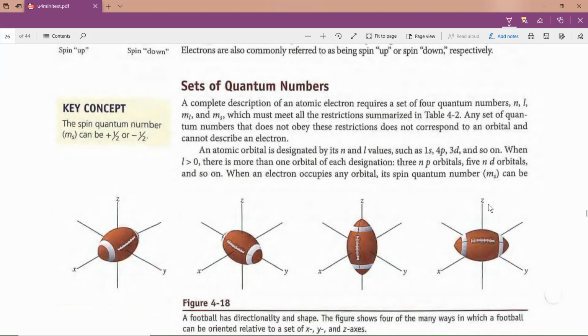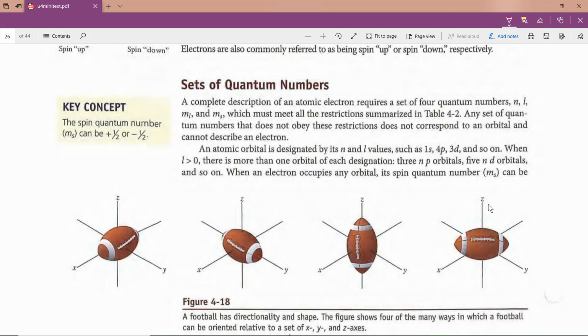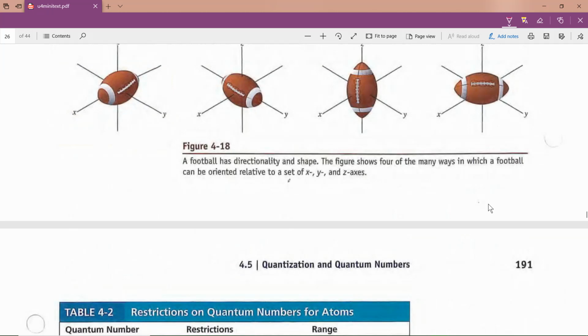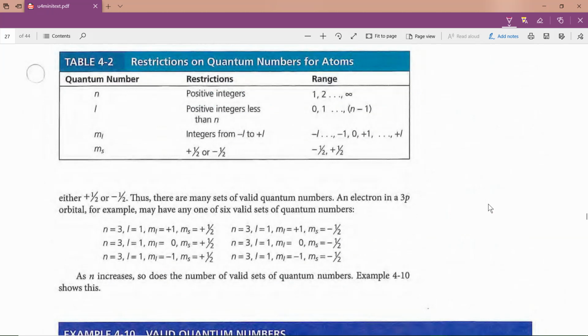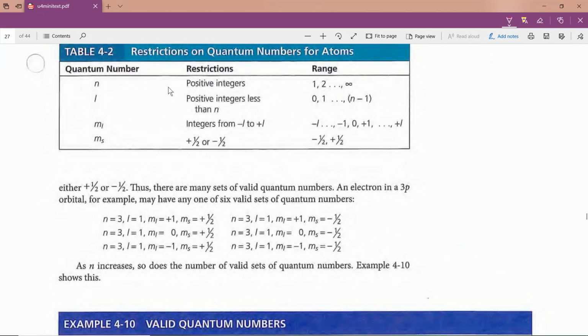And a complete description of an atomic electron requires 4 quantum numbers, making one set. We said that before: n, l, m sub l, and m sub s. Okay. Here's a summary of the restrictions. Quantum number n: 1, 2 to infinity. l: 0, 1 to n minus 1. m sub l goes from minus l to l. m sub s is minus 1/2 or plus 1/2.